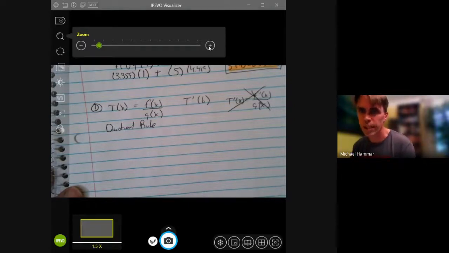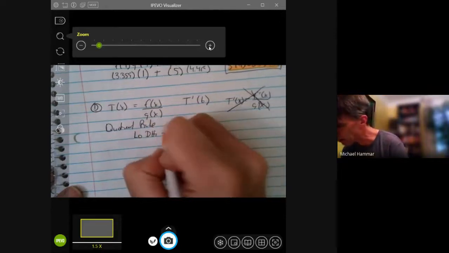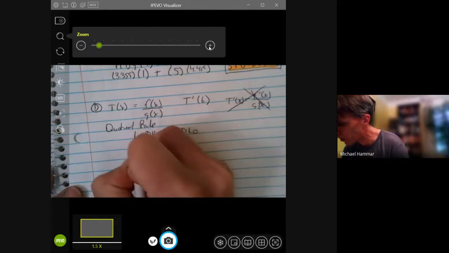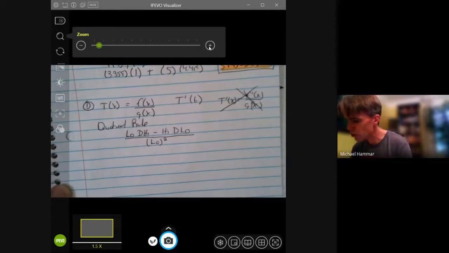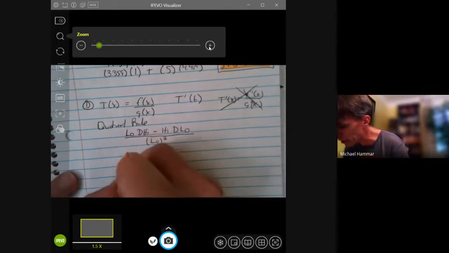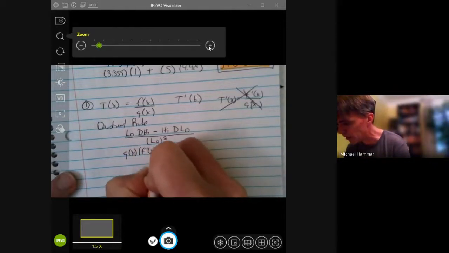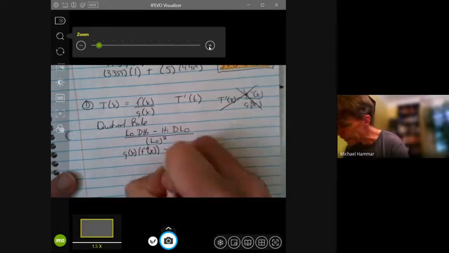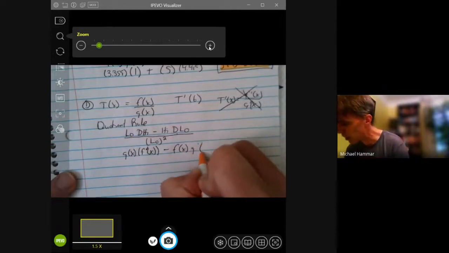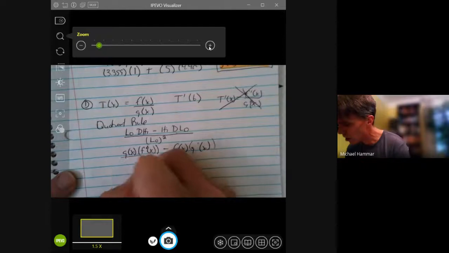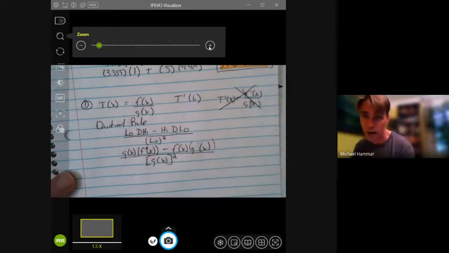The quotient rule tells us we have to take the low times the derivative of the high minus the high times the derivative of the low over the low squared, okay? So let's plug all of that stuff in. The low is g of x. The derivative of the high is f prime of x minus the high, which is going to be f of x, times the derivative of the low, which is going to be g prime of x, all over g of x, but I have to remember to square it.